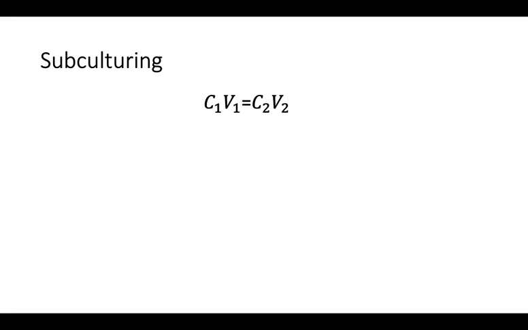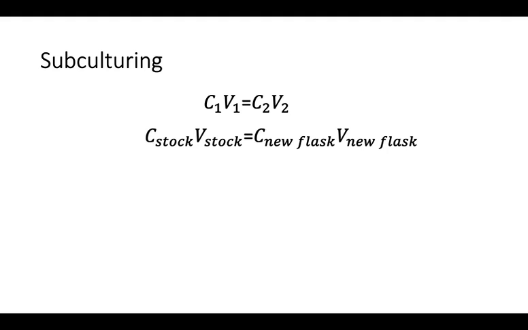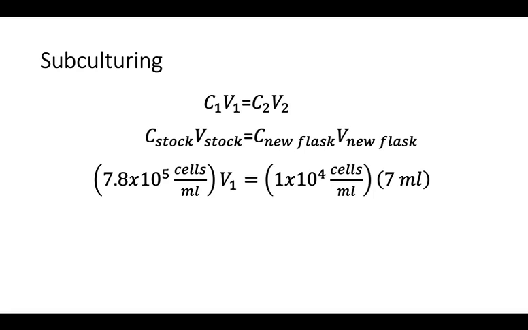So when we're determining how many new cultures we can make, we use the dilution factor formula here. So we use C1V1 equals C2V2, and so we're looking at the concentration of the stock times the volume of the stock that we passaged needs to be equal to the concentration of the new flask and the volume of the new flasks we're making. So in that example, we would have the 7.8 times 10 to the 5th cells per mil as our concentration of stock, and we're looking to see how much of that stock volume we need to add to fresh media for the new cultures.